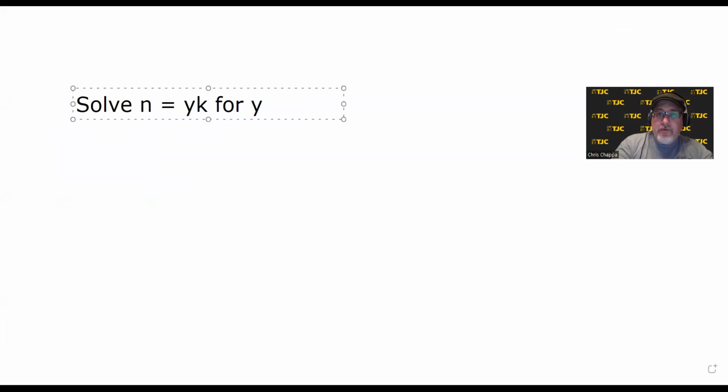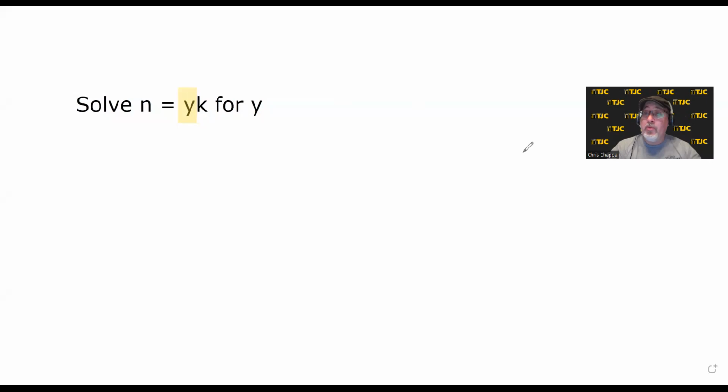Whenever you're solving for a variable, the gist of it is, why is it not by itself? And then fix that. For example, this y right here is not by itself because it has that k attached to it. So our move should be focused towards getting rid of that k.